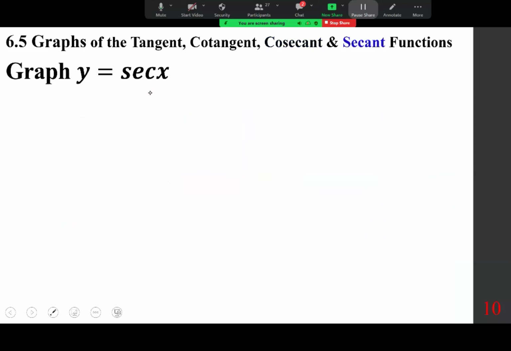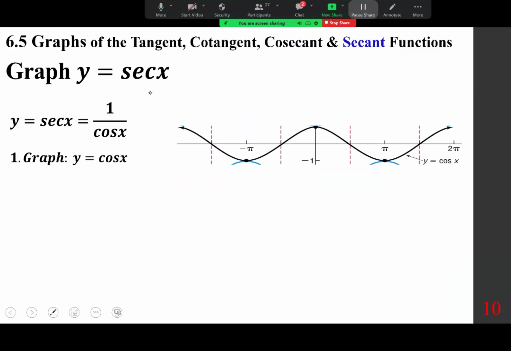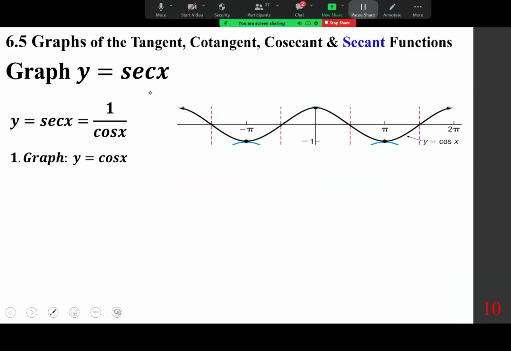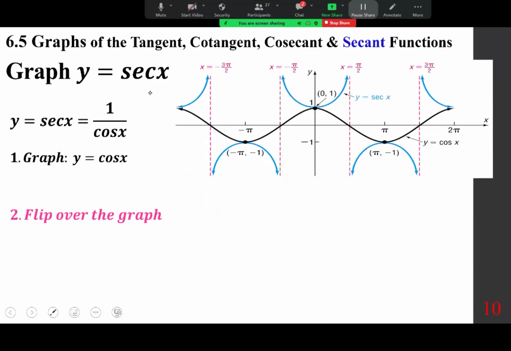When we look at the secant function, we know it's 1 over cosine. So we graph y equals cosine, which looks like this, and we flip it over, and we get the secant function. So secant is 1 over cosine, which means, of course, it has the same period, T equals 2 pi, which means it's even just like cosine.